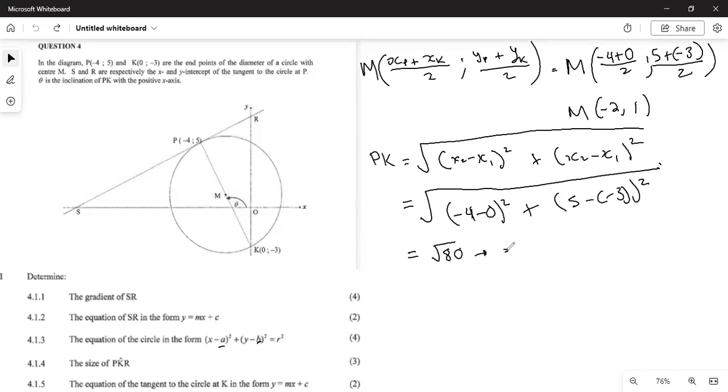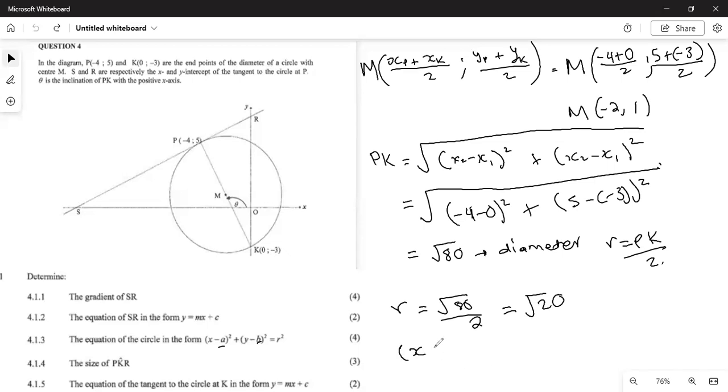Now, again, understanding that this is our diameter and our radius should be half of our diameter. So our radius would be the square root of 80 divided by 2, which will give us the square root of 20. Again, we can just substitute. We have (x + 2)² + (y - 1)² can be equal to the square root of 20 squared, or just 20.